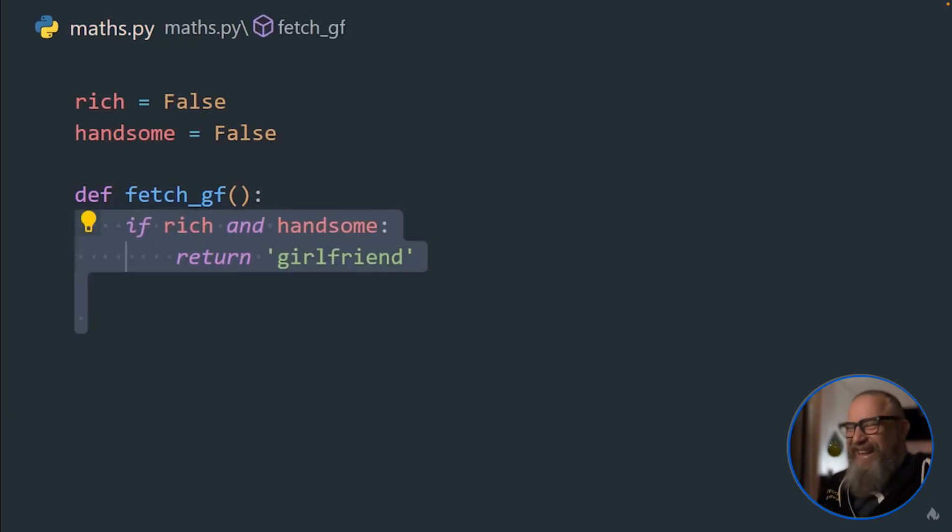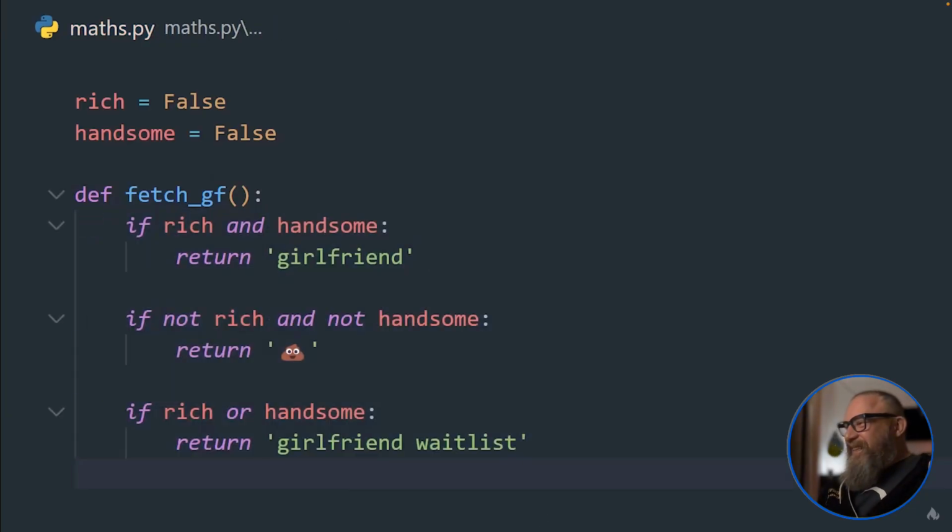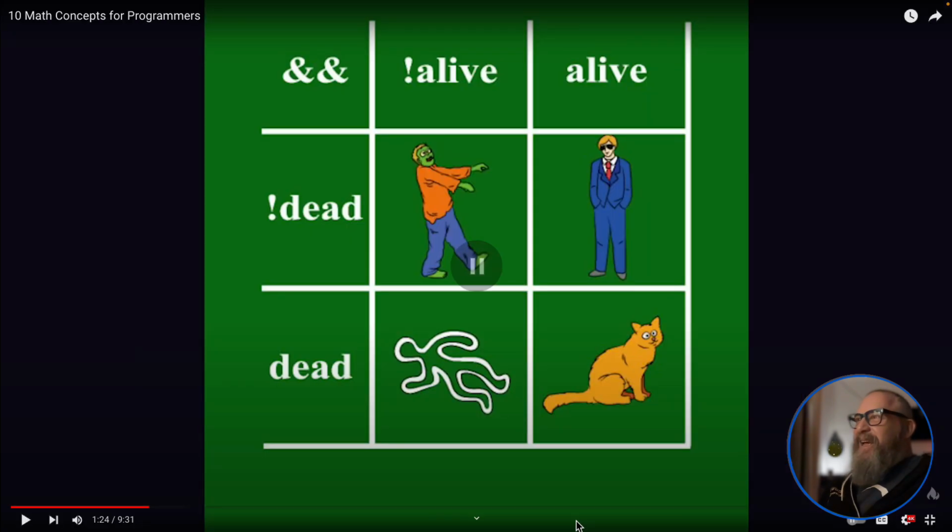We can represent this logic in code with things like if statements, but we can also do it visually with Venn diagrams like you've been doing since grade school. And you can also create truth tables like this one here, which comes in handy in zombie apocalypse type situations.